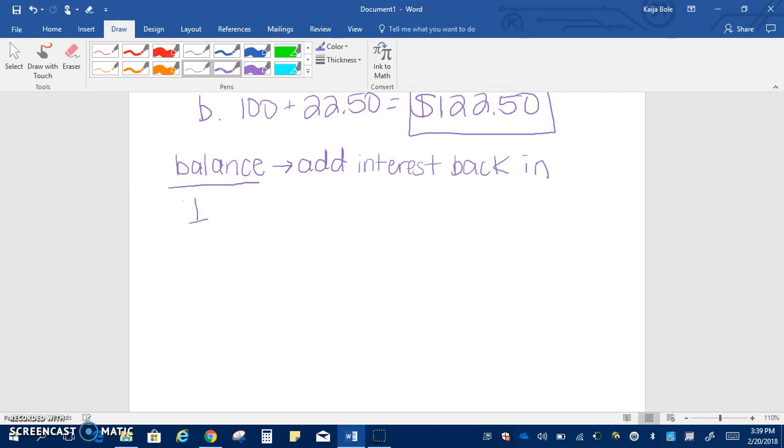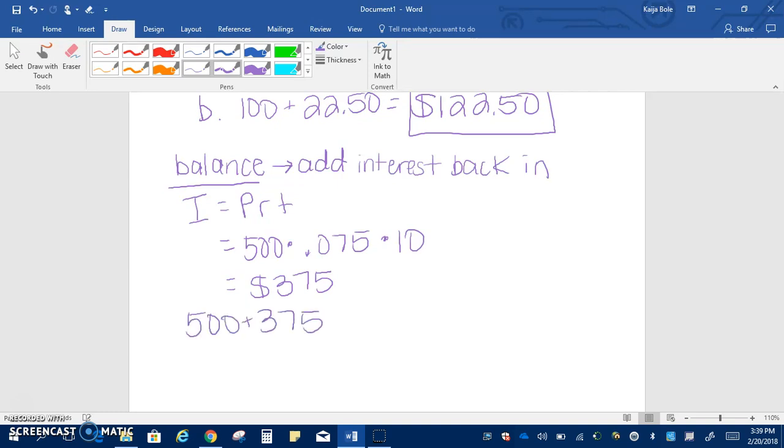So if we take our equation here, PRT, our principal is 500, times our rate, if we turn to a decimal, will be 0.075, and times the time, which is 10 years, and our interest we get is $375. Now we need to add that back to our original amount, so 500 plus 375. So the total balance would be $875. Okay, that's example 1 on that page.